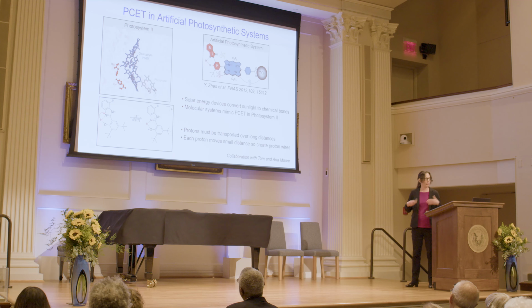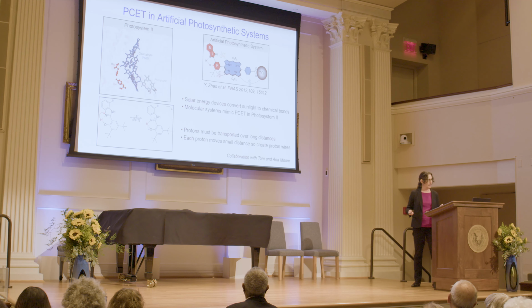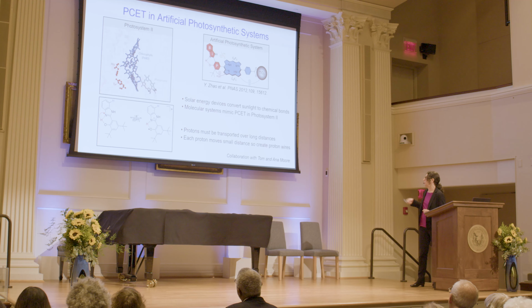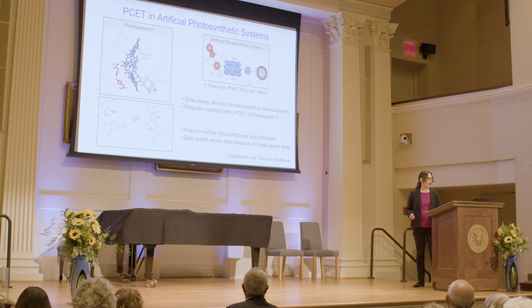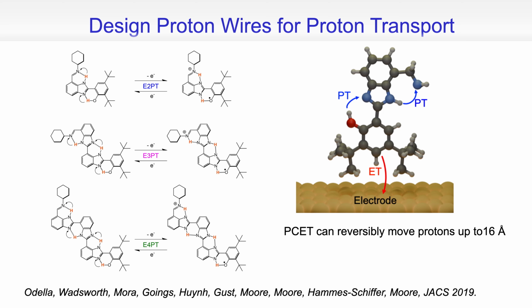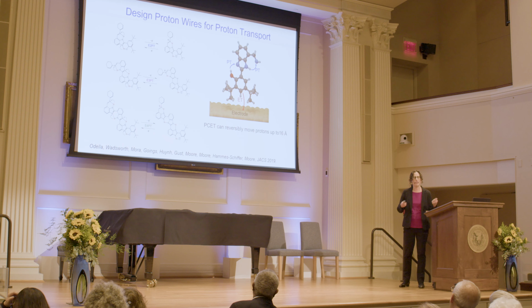But we want to transport protons over long distances, although each proton can only move a short distance, compared to an electron, because it's so heavy. But the idea is to have multiple proton transfer reactions to create a proton wire. And here's a picture of that. We have our electrode, we apply a potential, we take an electron, and we can get 1 proton to transfer or 2, and so forth. And what we did in this collaboration was a feedback between experiment and theory. We could design molecules on the computer before they even made them in the lab, and then they test them out.